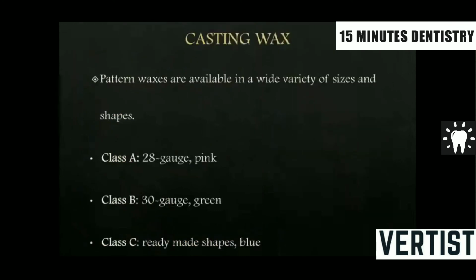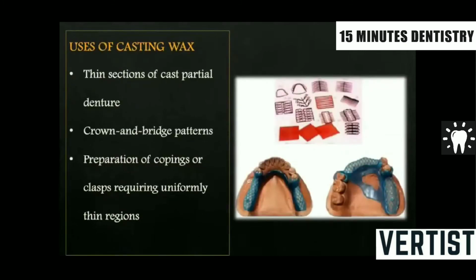Next comes the casting wax. These are also pattern waxes which are available in a wide variety of sizes and shapes. You have class A, that is the 28 gauge pink, class B 38 gauge green, class C ready-made shape blue. These casting waxes are used when you require a thin section of a cast partial denture to be made, for crown and bridge patterns, or for preparing copings or clasps where we would want uniform thin regions.